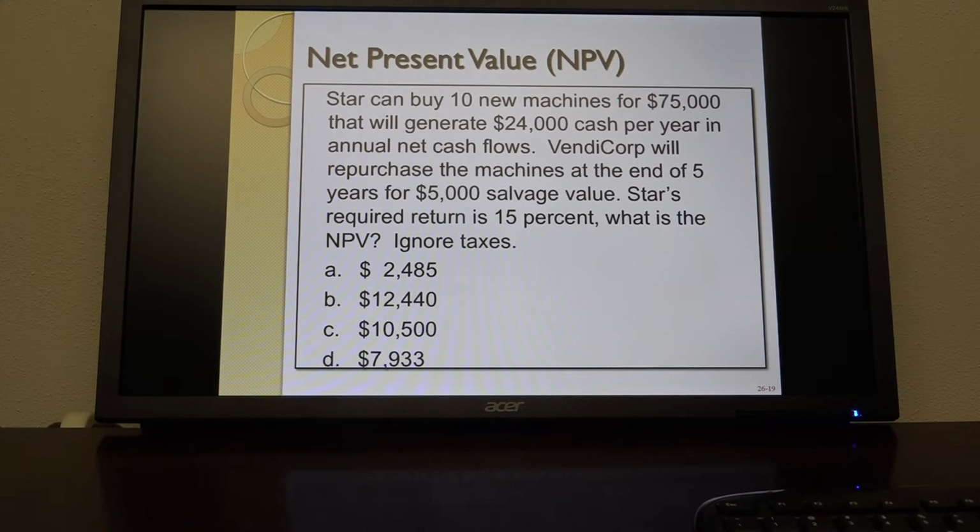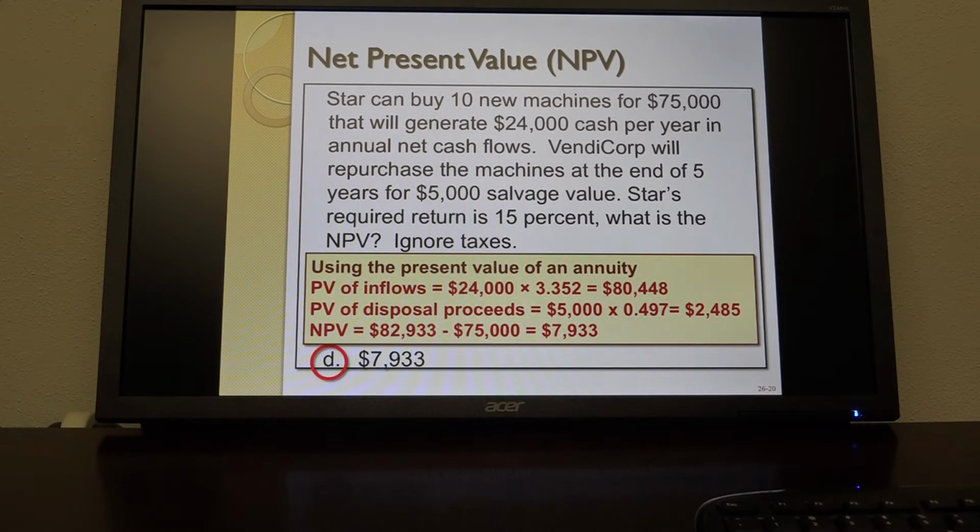So what you're going to do, and I'll explain this better when we get to our example problem, we'll delve into this a little bit more. So I'll just kind of summarily go over this. The answer here is D. Well, how did they get to D? They took the present value of inflows, which is the $24,000 that they're going to receive each year over 5 years.